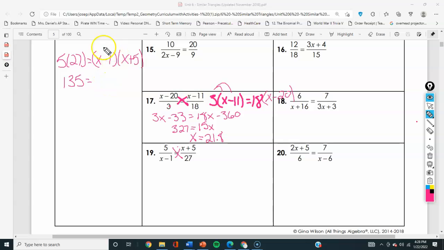Now, do you guys remember what to do when you see a mess like this? We got to FOIL this, right? First, so x times x is x squared. Last, x times 5 is 5x. Then I'm going to do my negative 1 times x, so it's minus 1x. My negative 1 times 5 is negative 5. And now I'm going to combine like terms to get x squared plus 4x minus 5 equals 135.